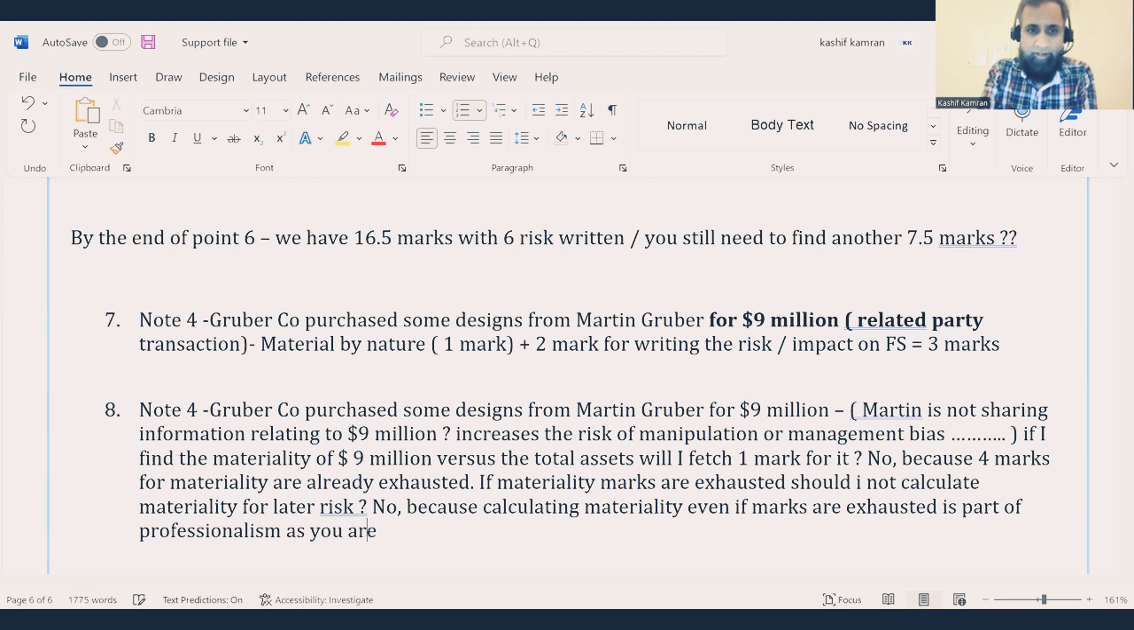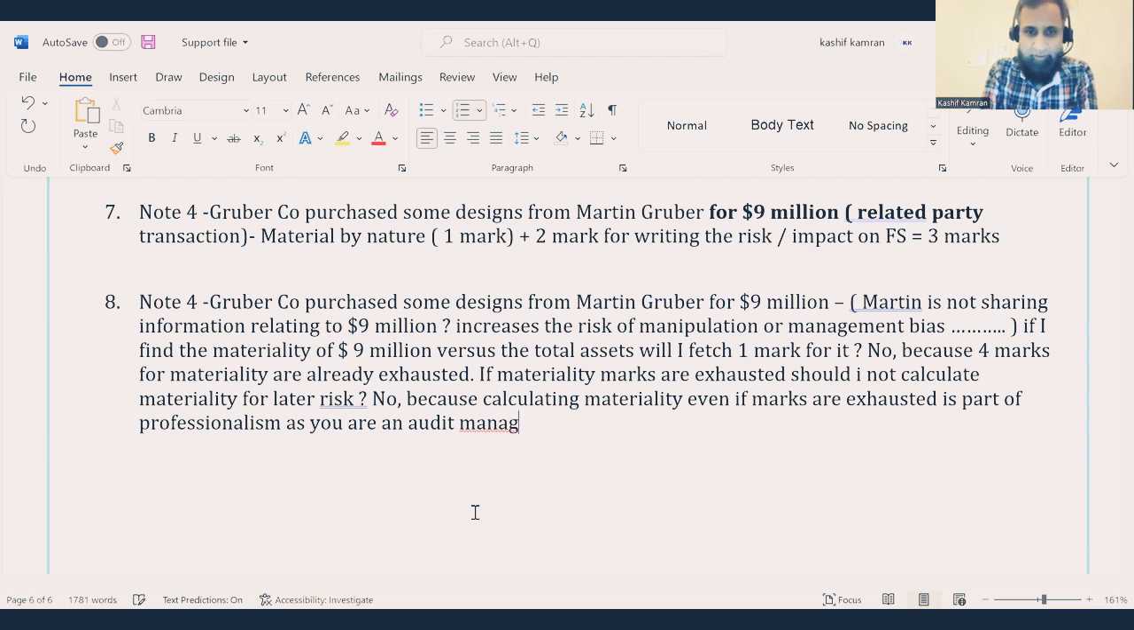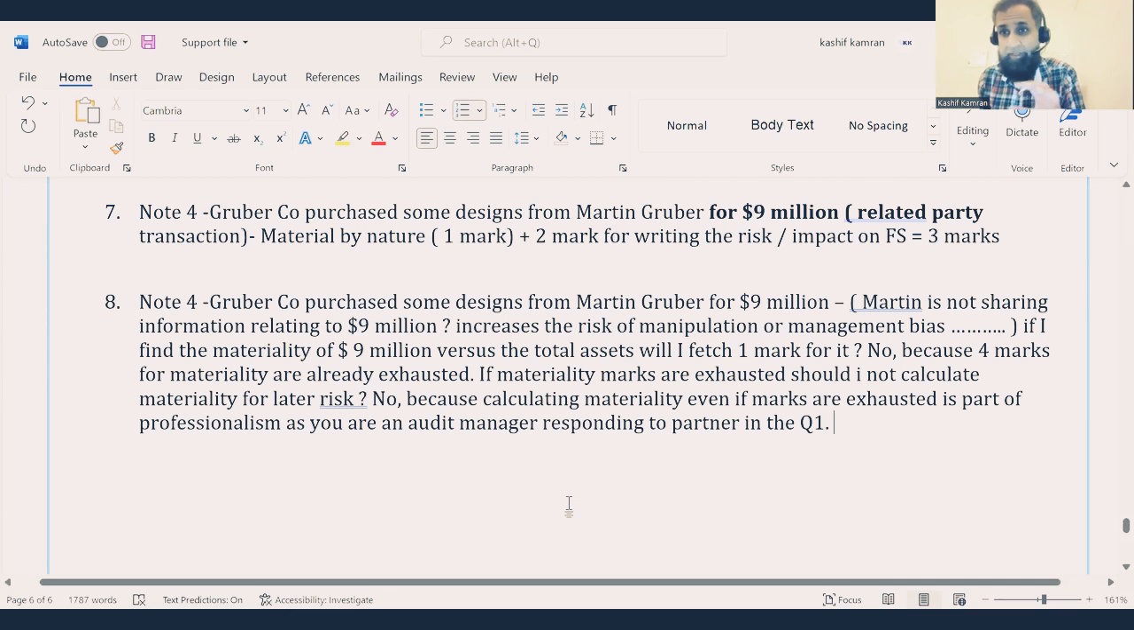As you are an audit manager responding to a partner in question number 1, you are a manager, you're responding to a partner. How can you refuse to comment on materiality even though you're not getting marks? Look at note number 8.